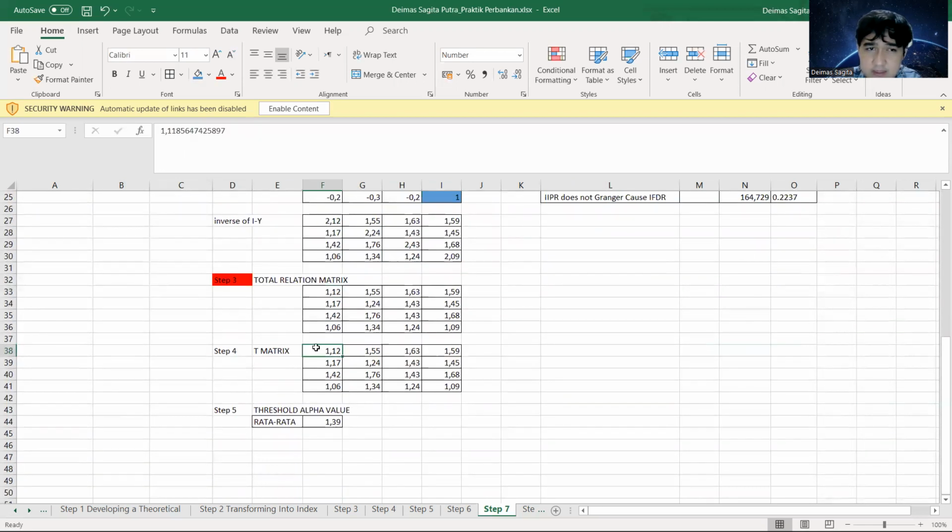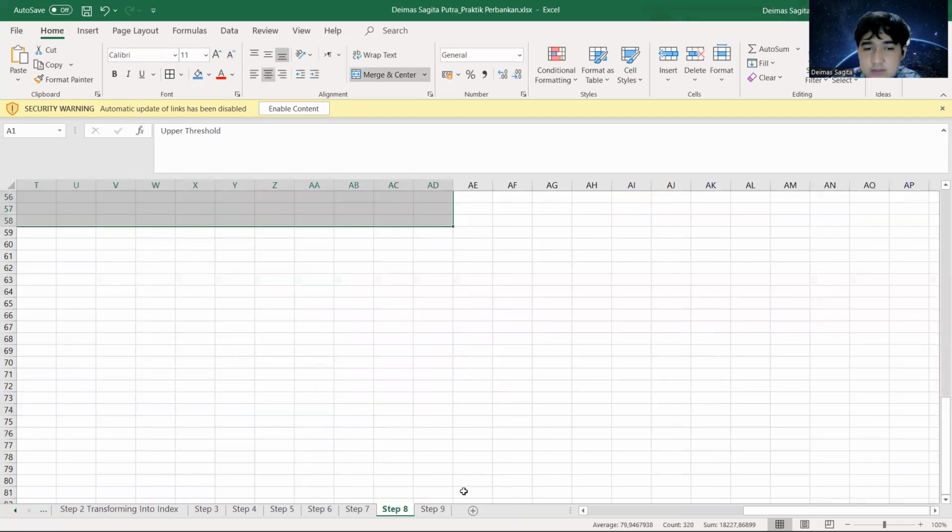Then step 4, the matrix. Step 4, you just copy your data in step 3 like that. And then step 5, threshold alpha value. Try to find the average from the T matrix in step 4. And then we got 1.39. Let's continue to step 8.